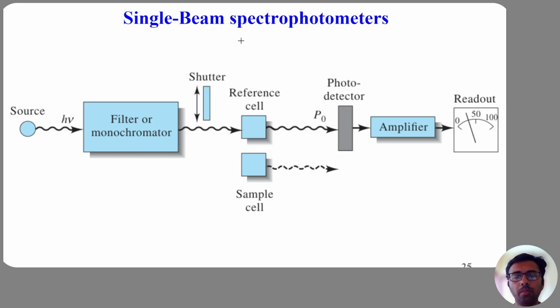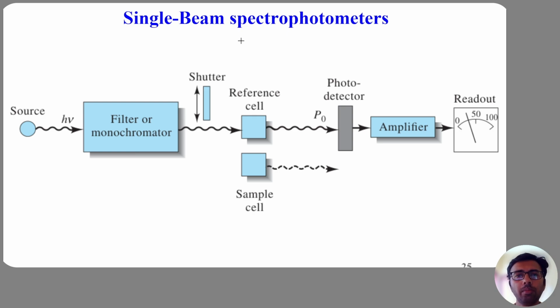The shutter blocks light temporarily so the detector can measure the dark current. Dark current is the detector's intrinsic electronic noise when no photons are present. Measuring this noise allows accurate baseline correction. After the shutter opens, the incident beam with power P0 reaches the sample region.